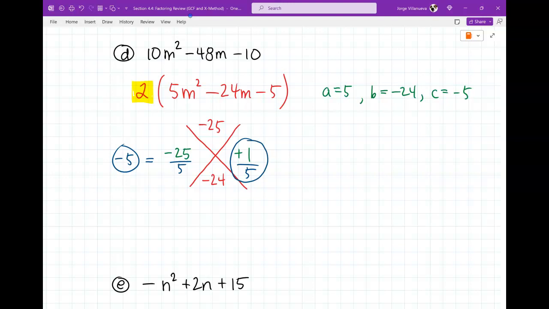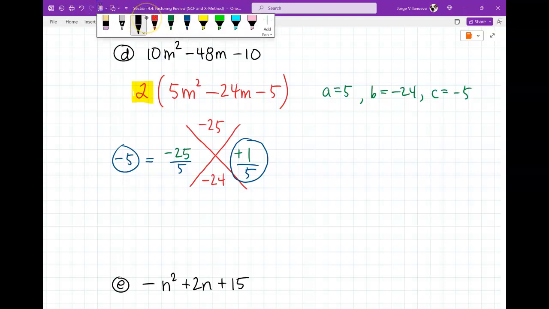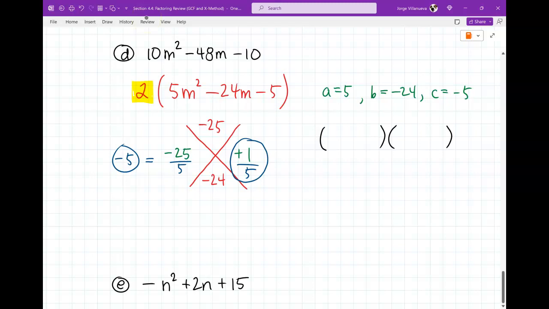Okay? Now remember, I did the X method just with this stuff right here. Just the parentheses. Okay? Nothing else. The 2 that's on the outside, I just got to remember about it. So here's my answer. 2 parentheses. The letter m. m minus 5 goes here. m plus 1/5 goes here. And the annoying little cousin goes along for the ride.